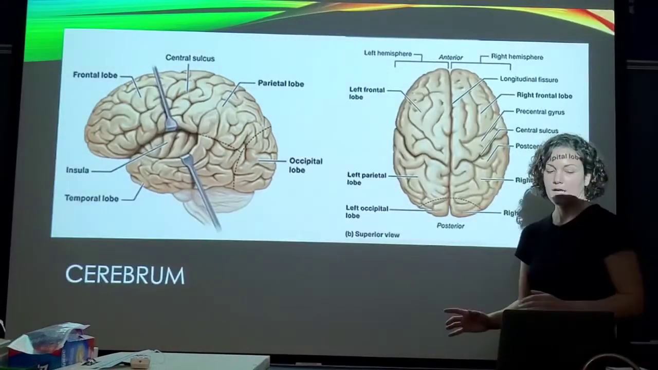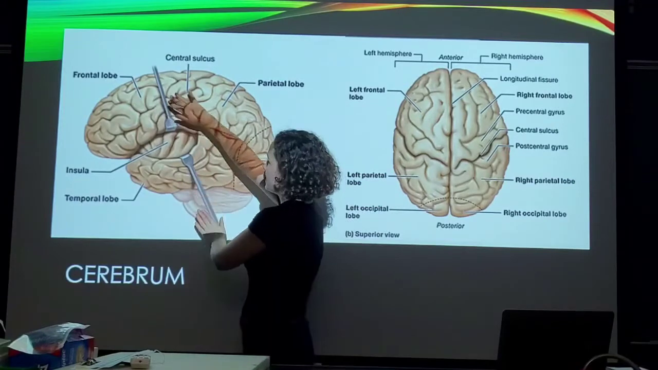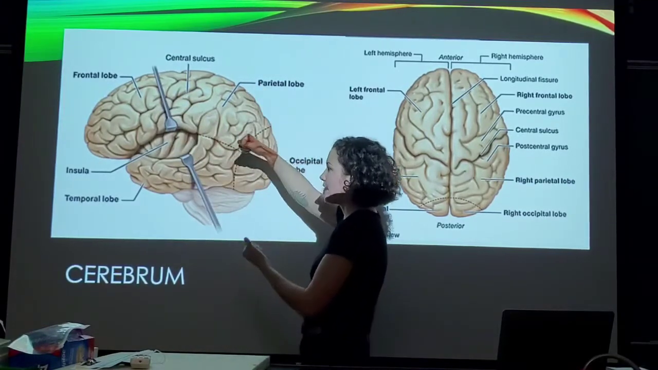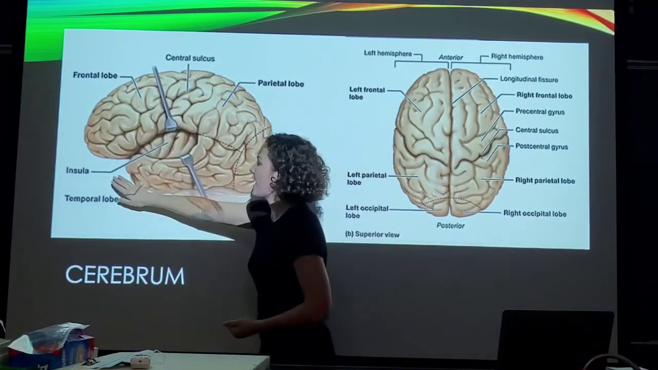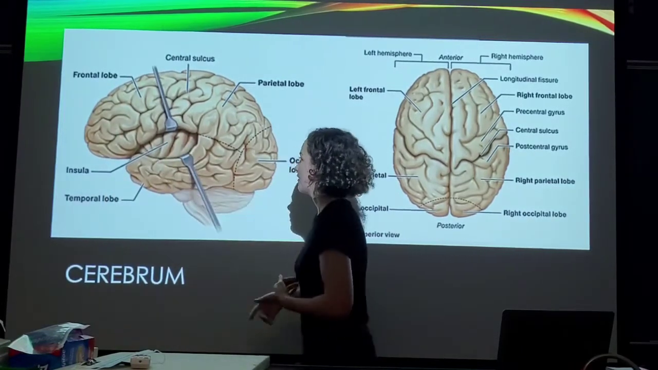Now, if we were to take these instruments and pull at the lateral fissure, we would find a portion of the cerebral cortex called the insula, okay?